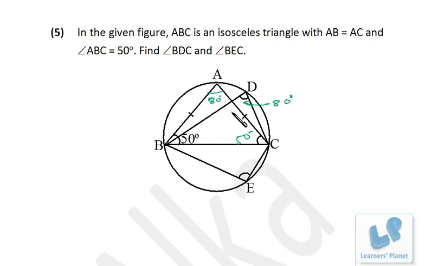Now we have to find out BEC. Now this BECA is a cyclic quadrilateral, and the sum of opposite angles must be 180. So if it is 80, it has to be 100 degrees. Okay, I hope you are clear.